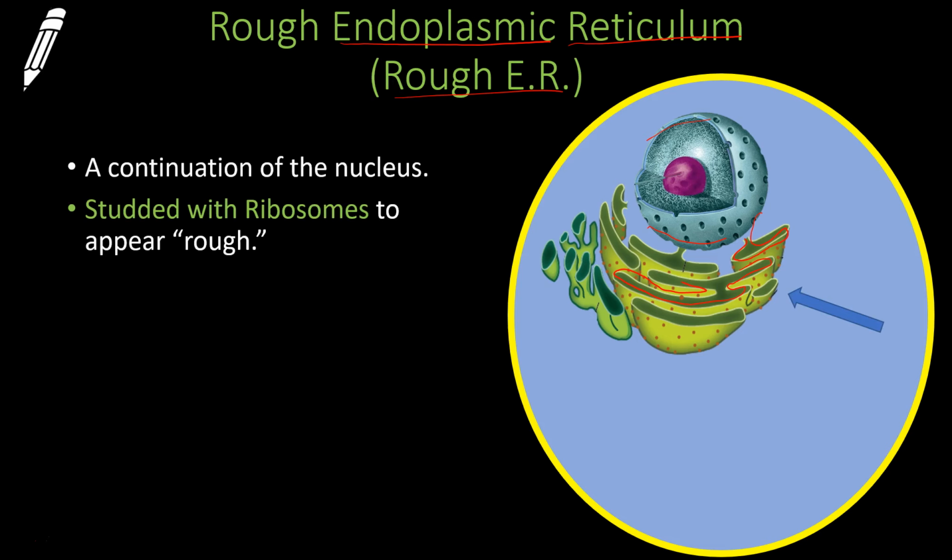So why is it called rough? Well, if you look closely, you can see that the rough ER is studded with these little dots. And these little dots are ribosomes. What the ribosomes do that are on the rough ER is they make proteins.